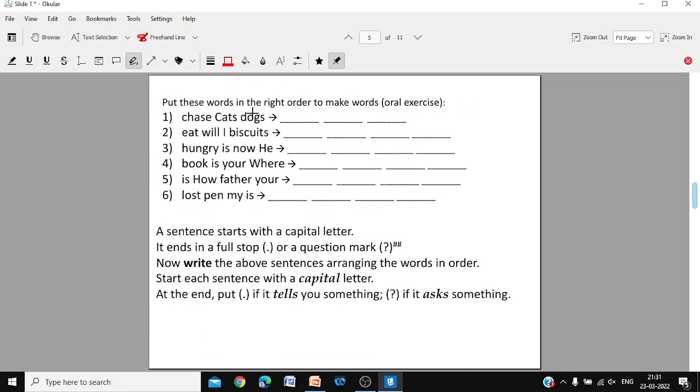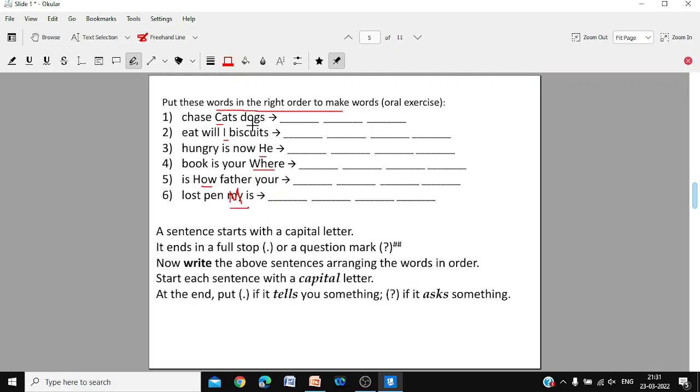Now put these words in the right order. All these words have to be arranged in the right order, and for convenience, the first word will be the one that is capitalized. So cats, you will begin with cats. Here you will begin with I. Here you will begin with he. Begin with where. Begin with how. Sorry, we made a mistake: the M should be capital. So begin with my. So put them in the right order.